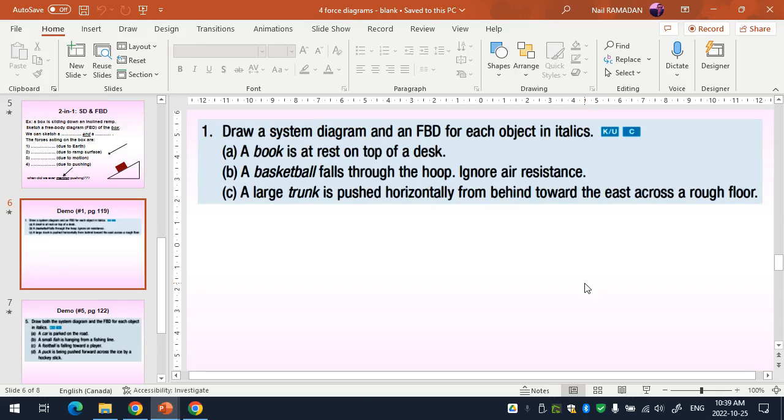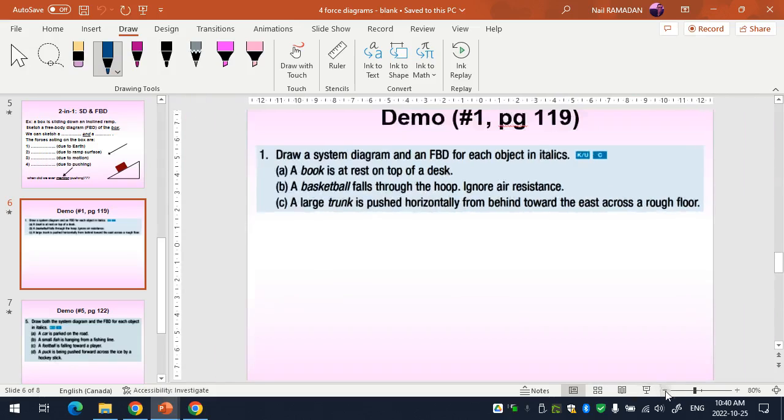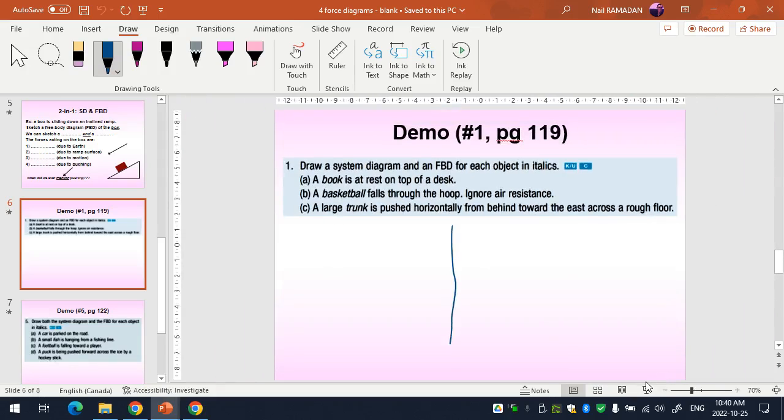Okay, a book is at rest on top of a desk. What are all the objects mentioned here? Desk and book. Okay, everyone, we don't need a lot of space here, so let's divide the rest of the slide to 3. So let's divide this into one side here and one side here, I guess. Let me just make it bigger.